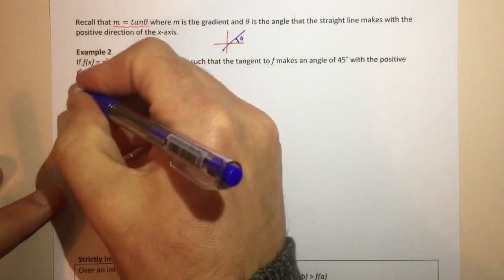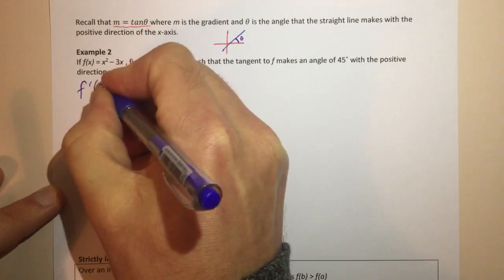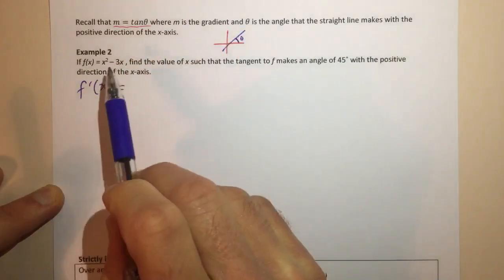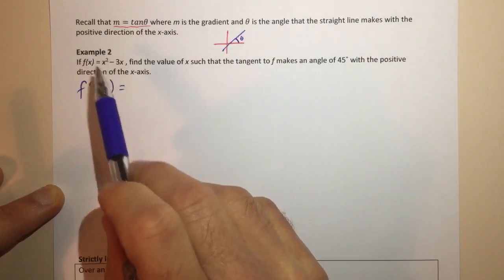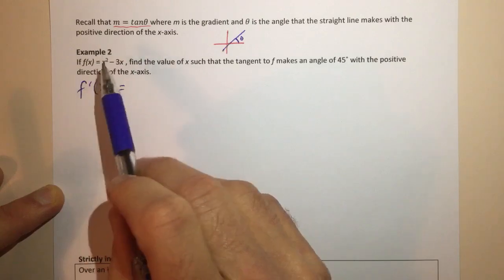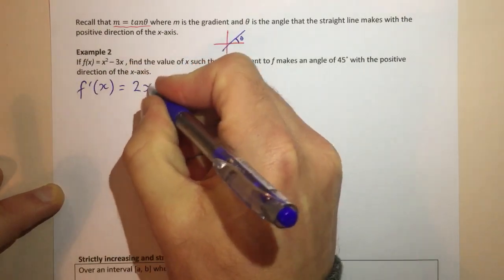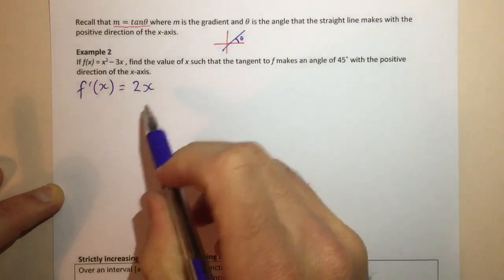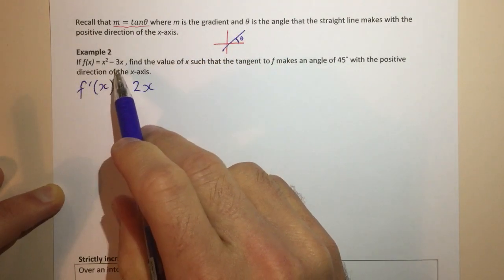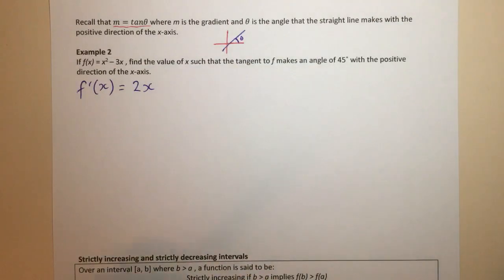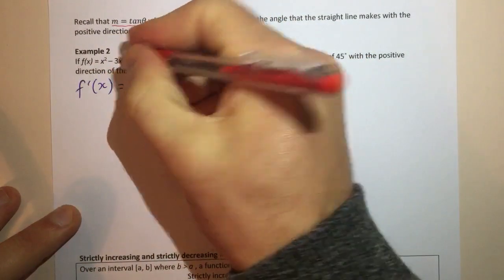So f dash of x is going to be worked out by taking f of x, multiplying each term by its power, and then subtracting 1 from the power. So x squared will become 2x to the power of 1. I'm just going to leave that 1 off. Minus 3x, well, that's really minus 3x to the power of 1.